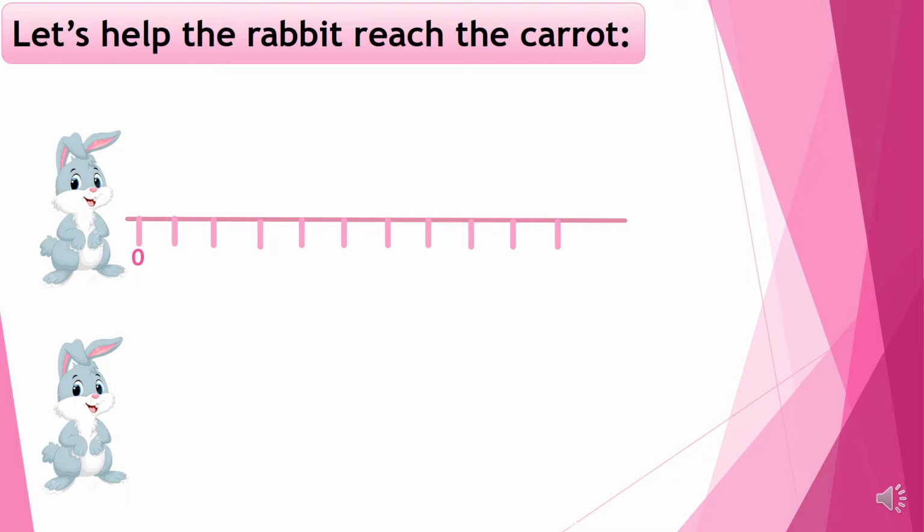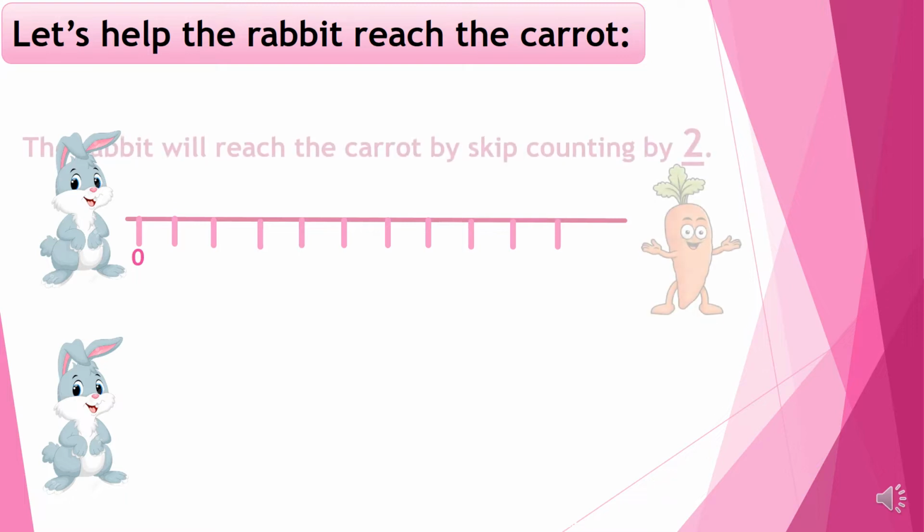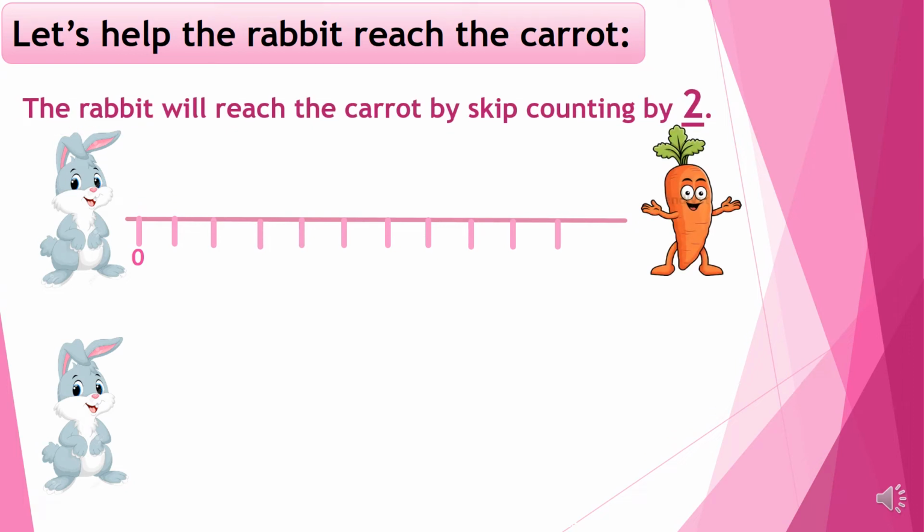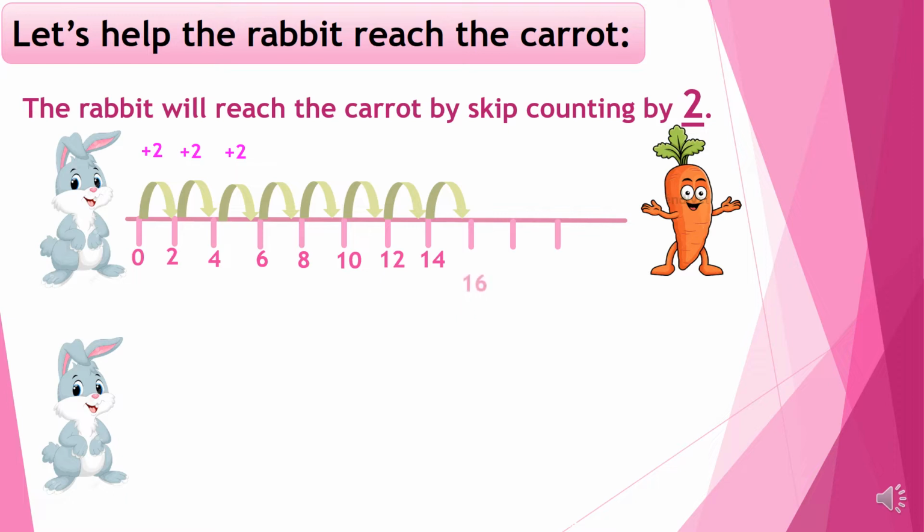Here we have a rabbit. He wants to reach his carrot by skip counting by 2. Okay? Skip counting by 2, it means I will add 2 each time. So 0 plus 2 equals 2. Then I will add 2, it will be 4. Then I will add 2, it will be 6, and so on.